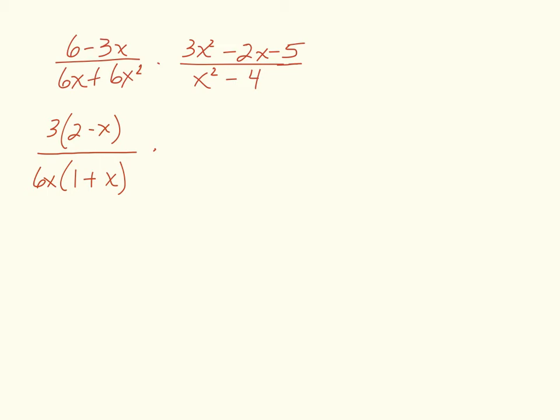Now, when you factor 3x squared minus 2x minus 5, if you go off to the side and factor it, which I did before I started recording this, I have 3x minus 5 times x plus 1. All over x plus 2 times x minus 2.